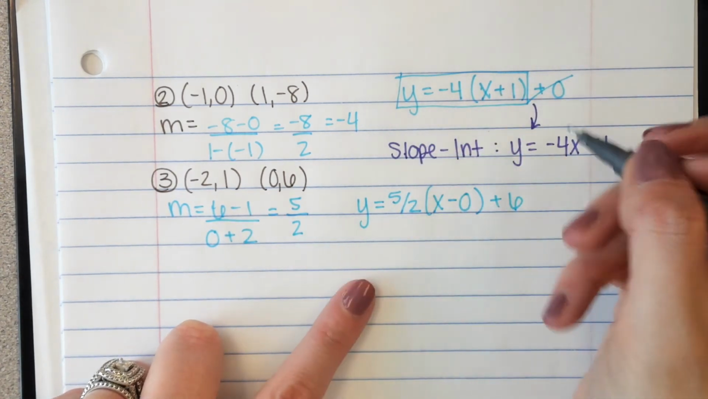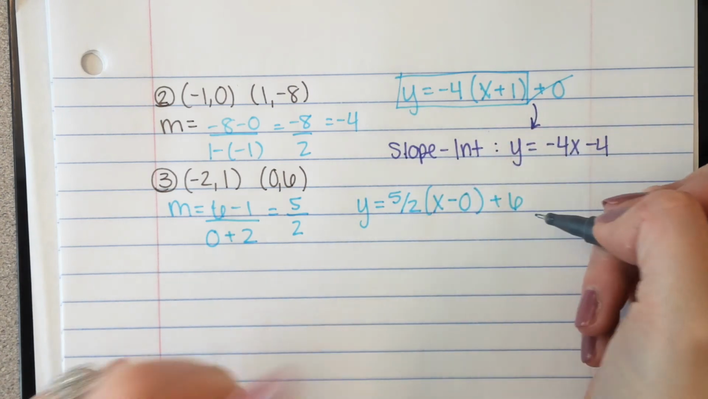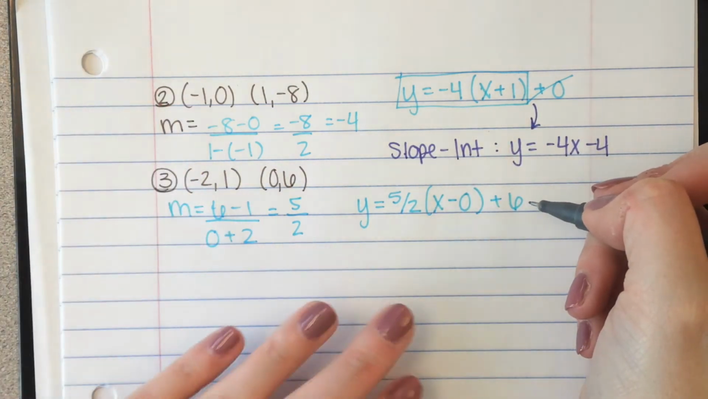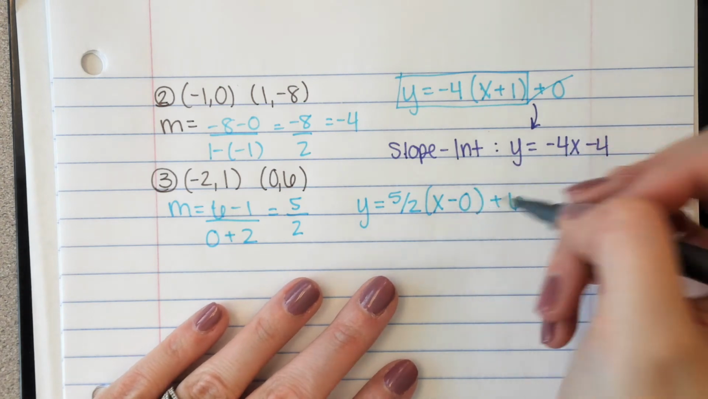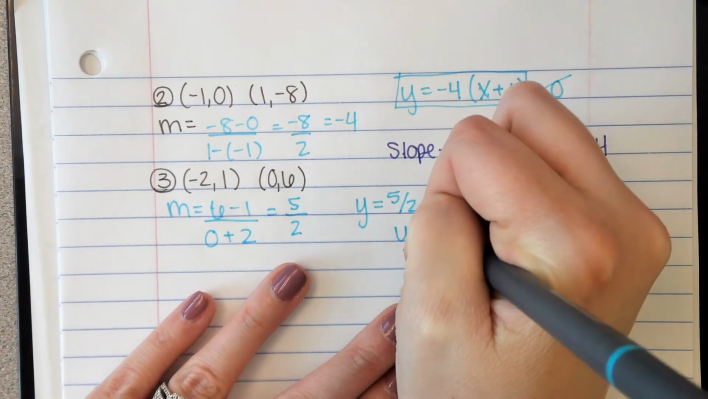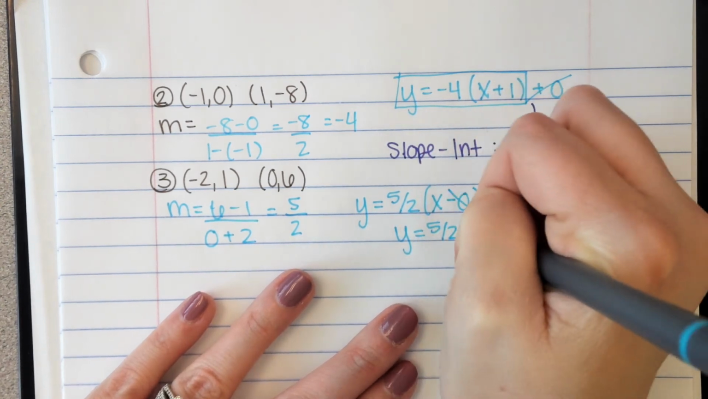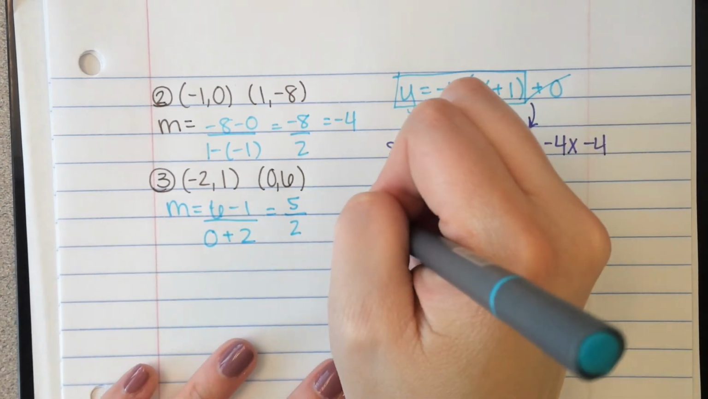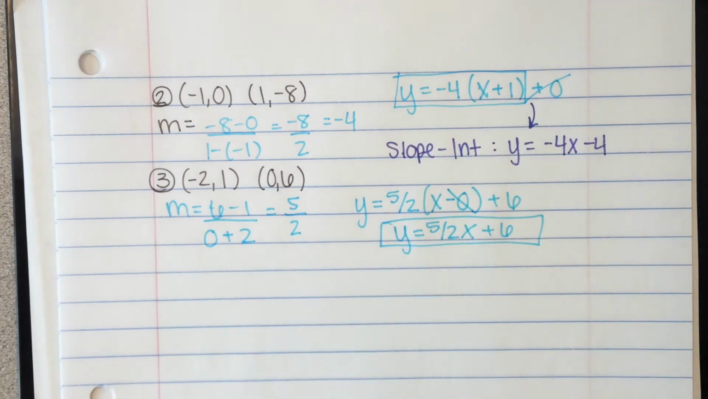All right, if you leave it like that, I wouldn't necessarily count off. Just know that you're not going to see that 0 in there. Usually we know if we subtract 0, nothing happens. So that's just y equals 5 halves x plus 6. And there, it's already in your slope-intercept form.